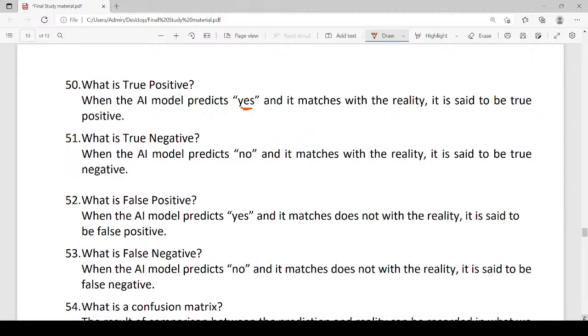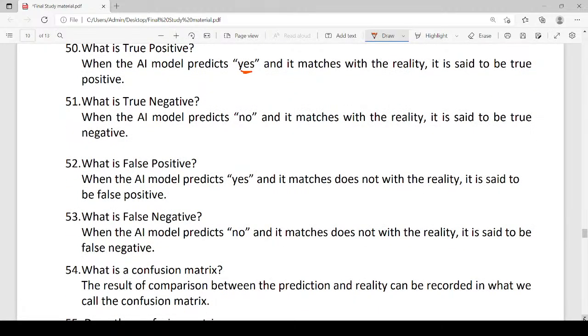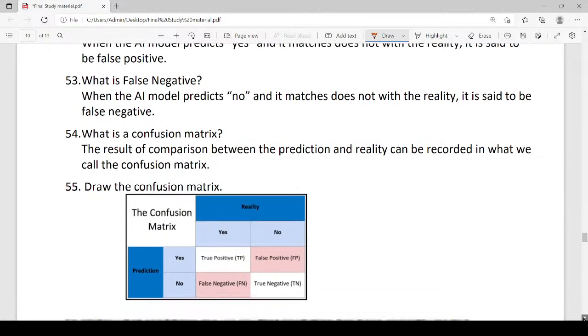Now the next question, what is a confusion matrix? Using these four, we are going to draw a table and that is what is called a confusion matrix. So how do you define confusion matrix? Quick answers. Let me see. Who is going to answer first? What is a confusion matrix? Yes, the result of comparison between prediction and reality. You are going to draw a table in which you are going to write the prediction and reality, and that is confusion matrix. Now your confusion matrix looks like this.